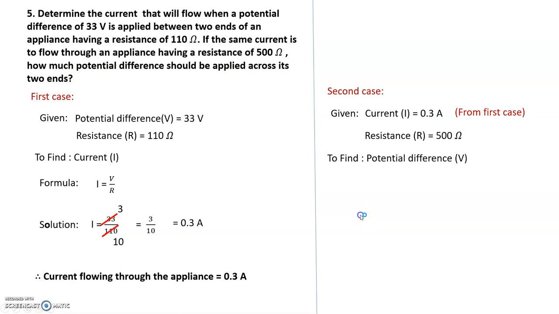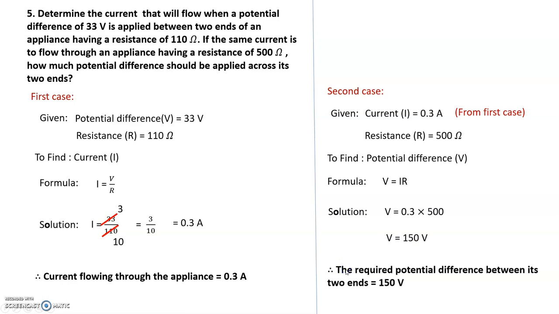So what's the formula? V is equal to IR. Yes. Now let's substitute the values. You know the value of I, you know the value of R, and that's why we'll substitute it, and this is 0.3 into 500, and that's equal to 150 volt. Potential difference unit is volts, and so we write it as V. So let's write the final step. Therefore, the required potential difference between its two ends is equal to 150 volt.